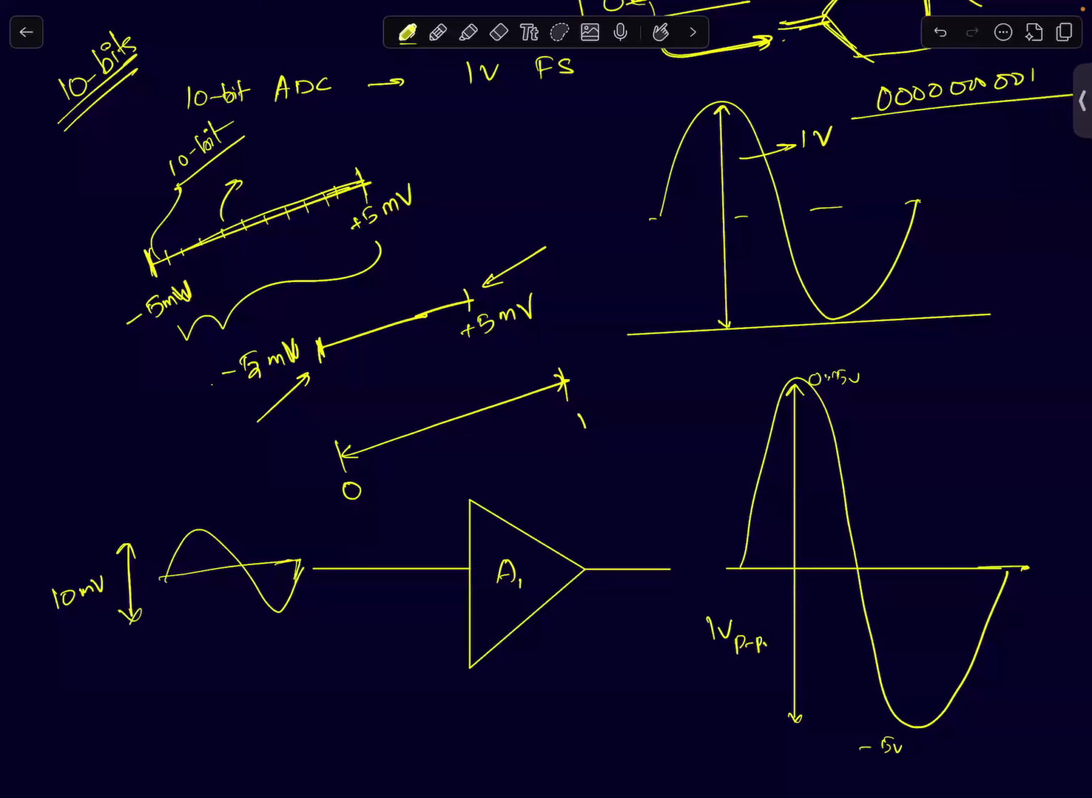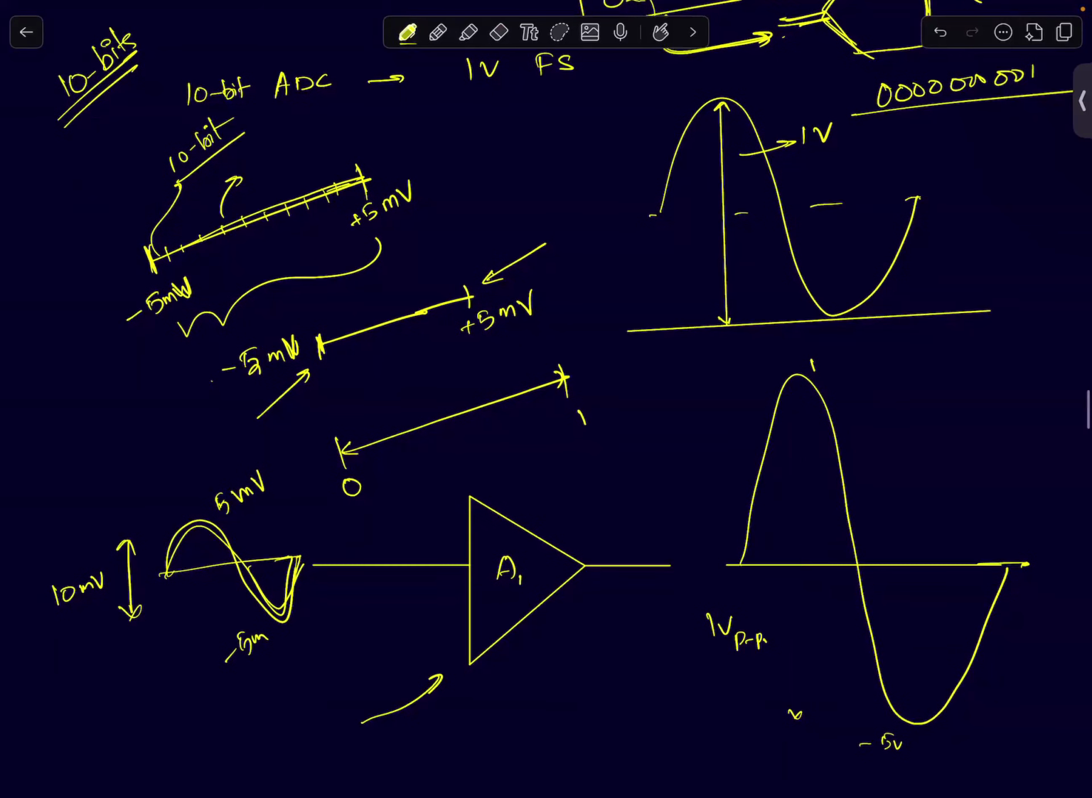And you want to convert this signal. You can think of it like a sinusoid which is going from minus 5 millivolts to plus 5 millivolts. You want to pass it through some circuit, okay? It should convert it to a 0 to 1 volt sinusoid. So what operations do you think you need to do?